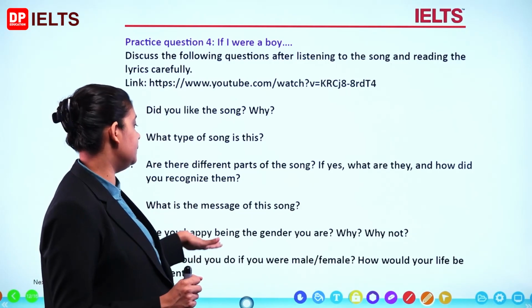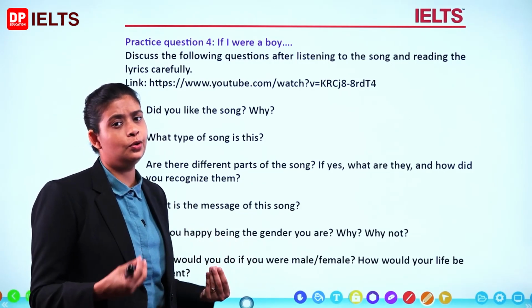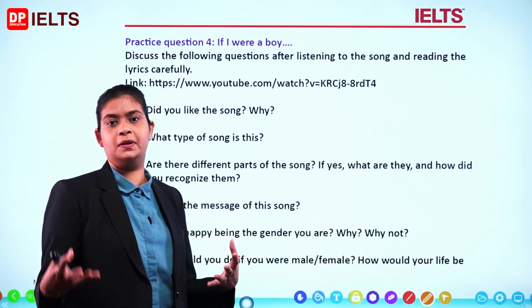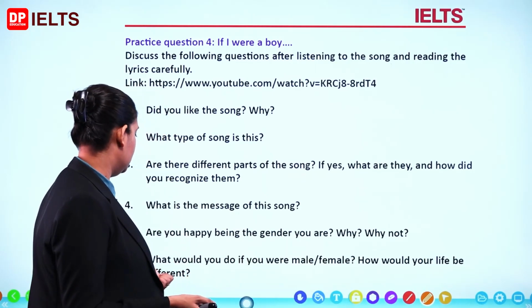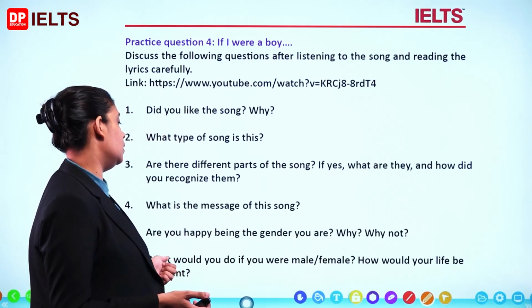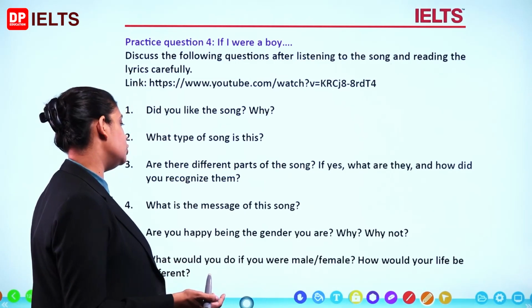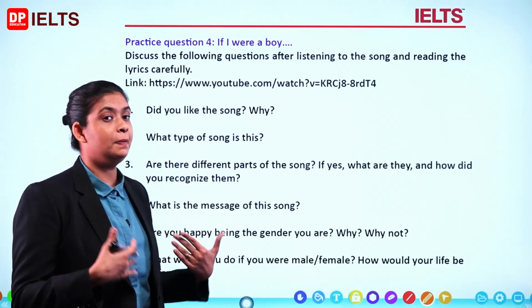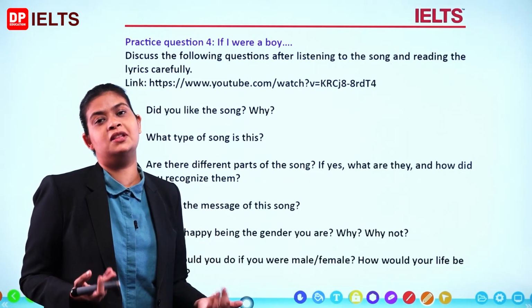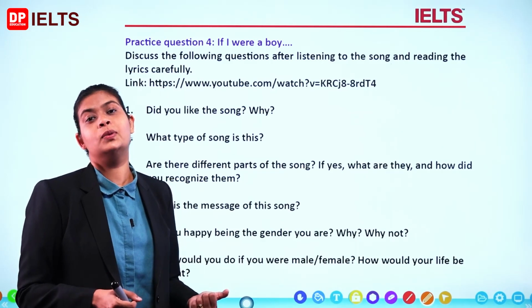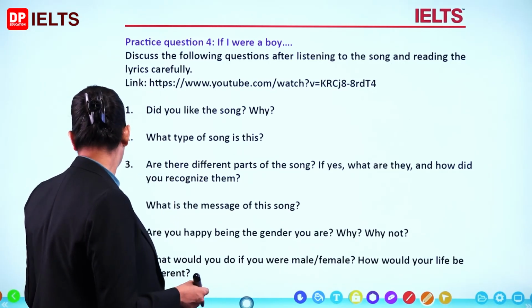Are you happy being the gender you are? Are you happy with the gender you have, female or male? Are you happy with it? What would you do if you were a male or female? How would your life be different? So if I were a man, how would my life be different? You can think about it.